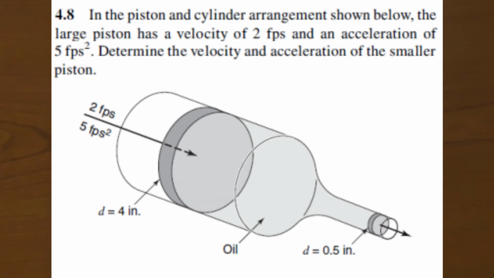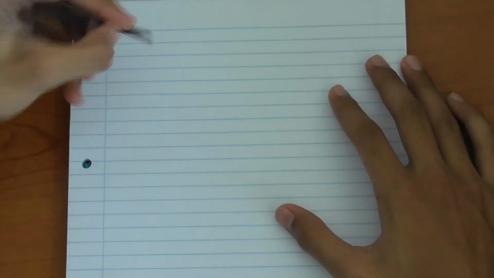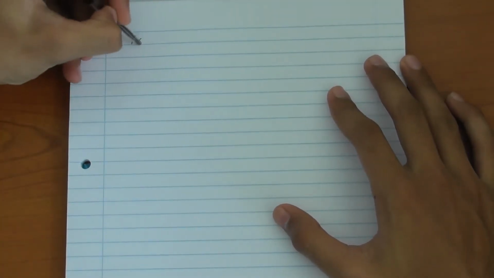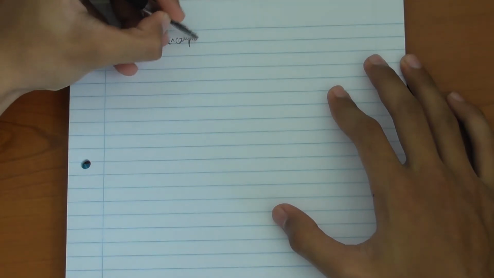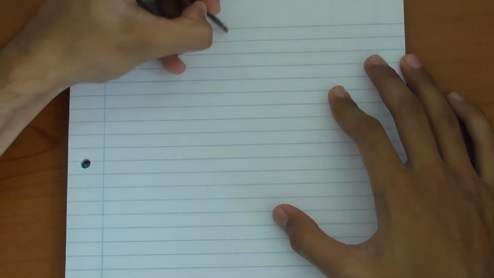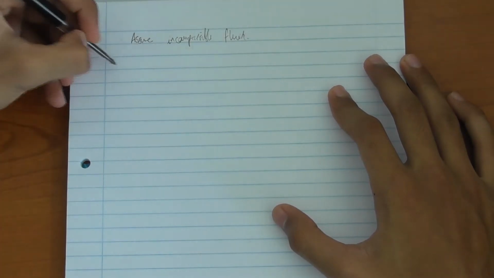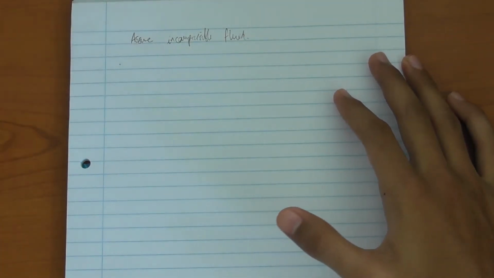Now, what we are going to do is assume that the fluid is incompressible. So that means that as the big cylinder moves and pushes in a certain volume, the same volume will be pushed out on the small cylinder side. So the first assumption we need to make is assume incompressible fluid. Okay, then the next thing you want to do is select your control volume.